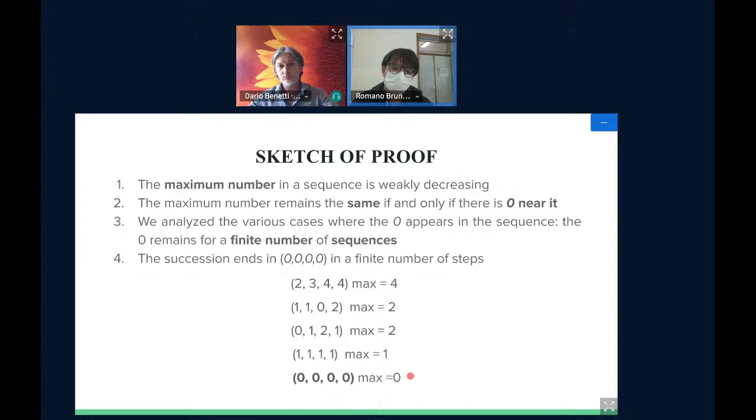The maximum number remains the same if and only if there is a zero near it, and we analyzed the various cases where the zero appears in the sequence. So the zero remains for a finite number of sequences, and the succession ends in a sequence with 4 zeros in a finite number of steps. So we can see it below.